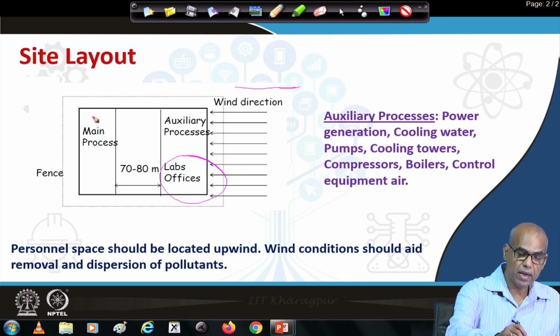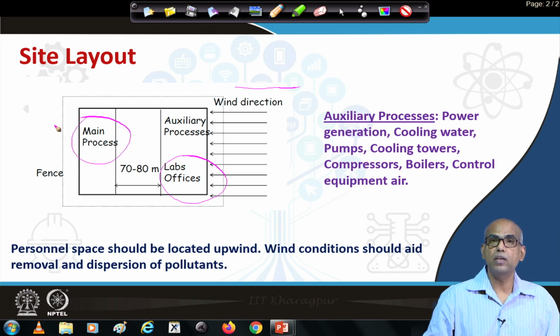So, this is the main process, and there is about 70 to 80 meter distance between these occupied buildings and the main process. So, the labs, offices, etc. are located around one end of the site, and the wind conditions are such that they should aid removal and dispersion of pollutants. Here auxiliary processes include power generation, cooling water, pumps, cooling towers, compressors, boilers, control equipment, etc.